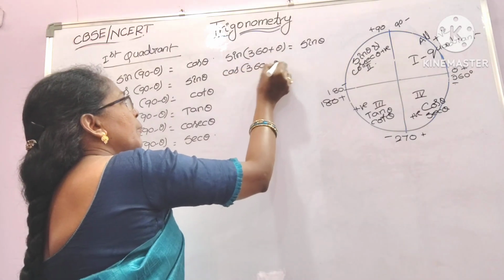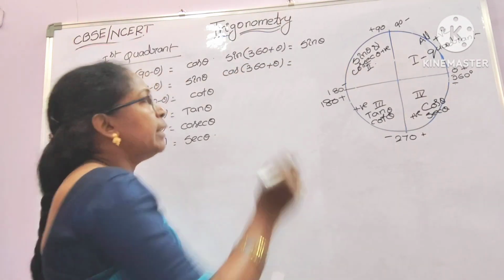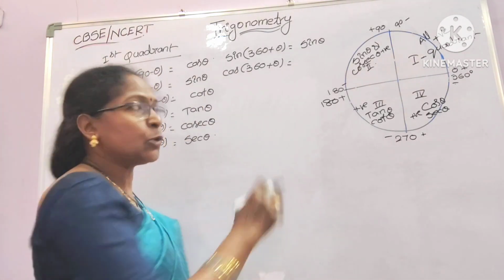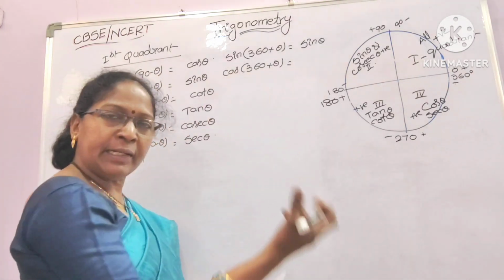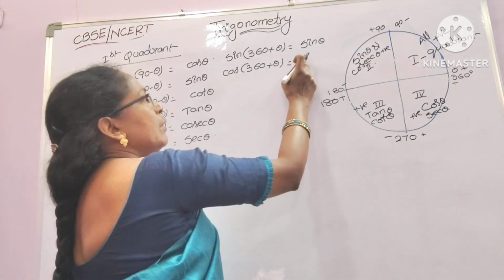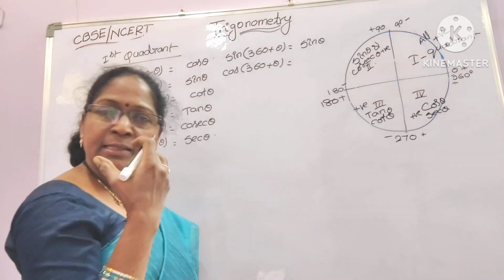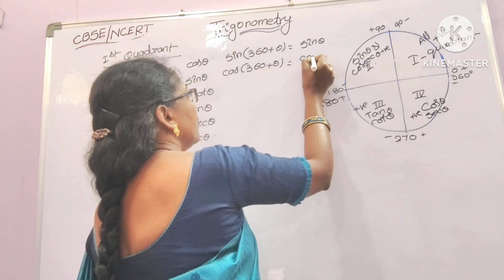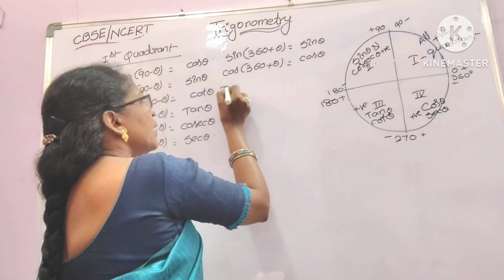Again cos 360 plus theta again comes under the first quadrant. So cos, here 360 plus is there, or minus also. Here 360 or 180 is there, which means it won't change. As it is the same trigonometric function. So cos theta. Like that you should write all.